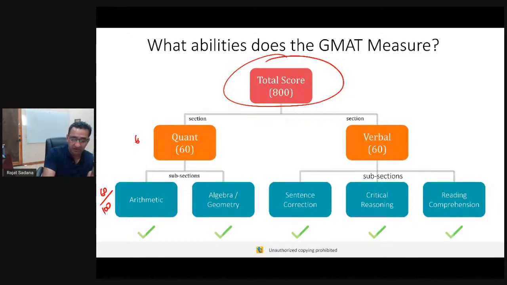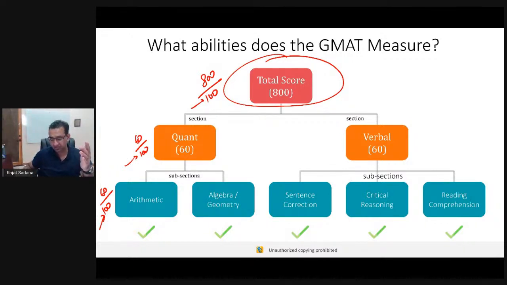This is out of 60 or 100. This one is out of 800 or 100. What you're going to really see is that reference to 100 is a common denominator across this. Essentially, a combination of these ability numbers over here lead to this quant score. A combination of these ability numbers over here leads to this verbal score, and a certain set of combination of these leads to that score out of 800.